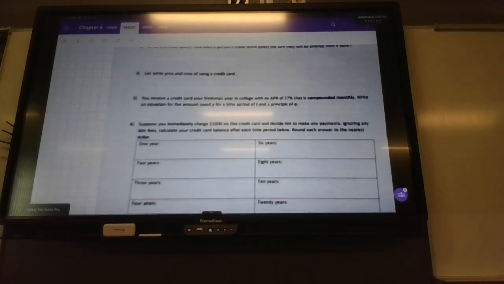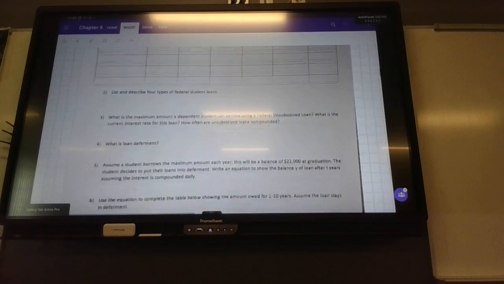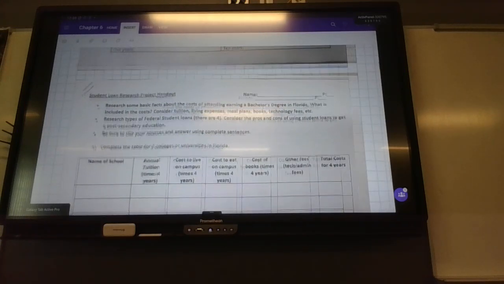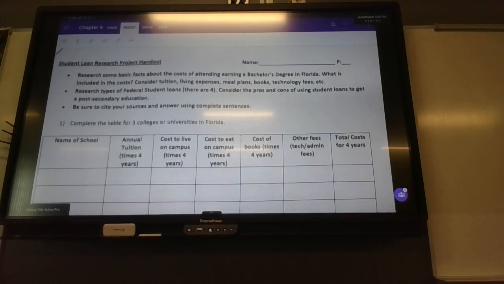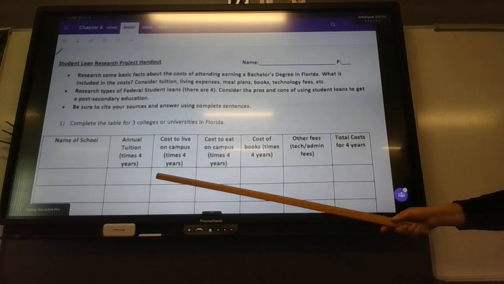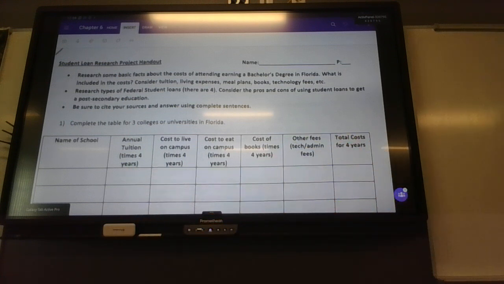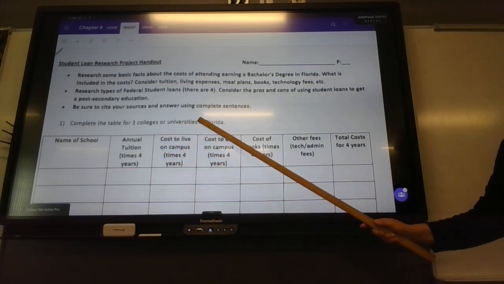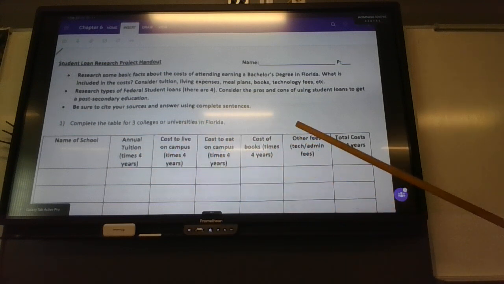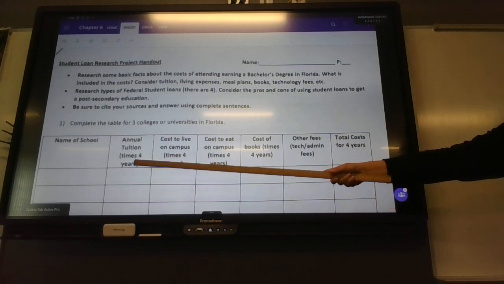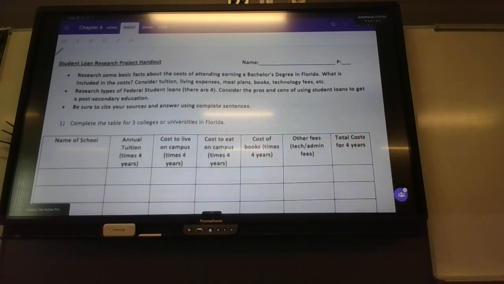Okay, I'm almost done. Now I'll talk about the student loans. So you're going to research how much it costs to go to college in Florida. You're going to pick 3 schools. If you already know you're not into the 4-year education, please, I encourage you to use MTC in this last one. Pick a program at MTC and find out how much it costs. So pick a school, go to that school's website and look up cost of tuition, cost to live there, cost to eat there, books and other things. You're going to times these by 4 so you can get a total for all 4 years.